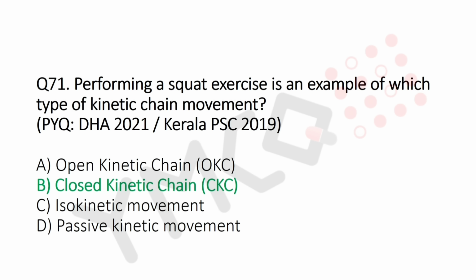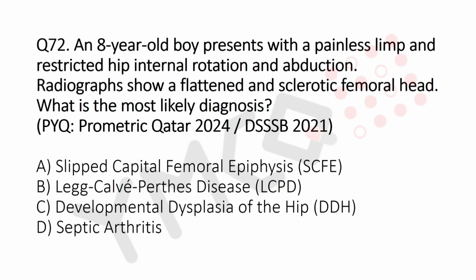Okay. Now let's move to question number 72. An 8-year-old boy presents with a painless limp and restricted hip internal rotation and abduction. Radiograph shows a flattened sclerotic femoral head. What is the most likely diagnosis?